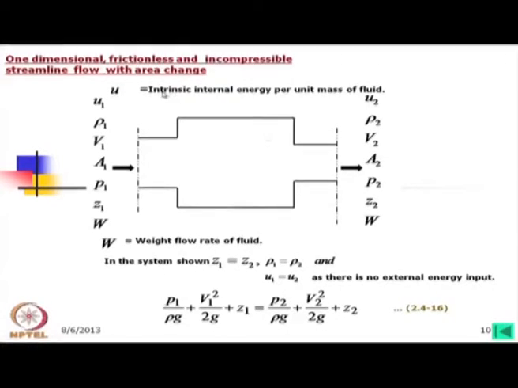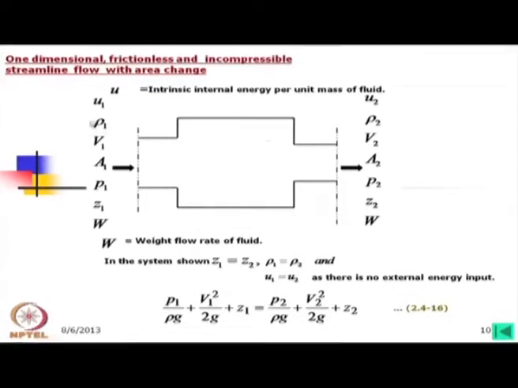the U1 is the intrinsic internal energy per unit mass of fluid. Now, this is a little difficult to have the concept, because inside the fluid the intrinsic internal energy may change while it is flowing from one side to the other due to addition of some external energy or going out the energy from the inside of the conduit or the control volume.